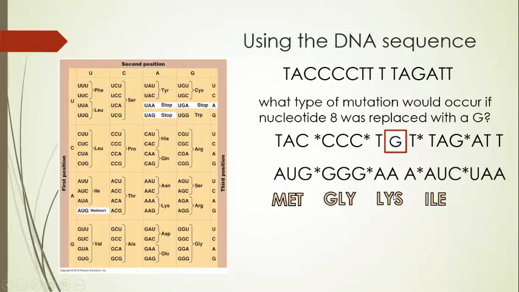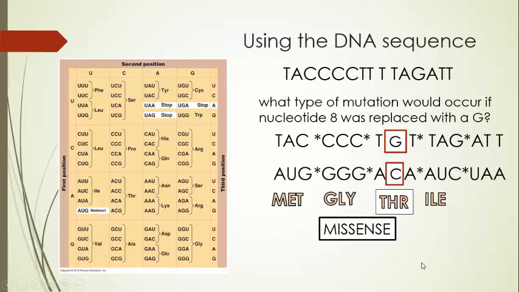So G doesn't go with A, but C does. So I'm going to look for ACA and see if it's still LYS. So I'm going to come over here to the A's. I'm looking for ACA. There it is. Oh, there has been a change. LYS has changed to THR. So this is what's known as a missense mutation.